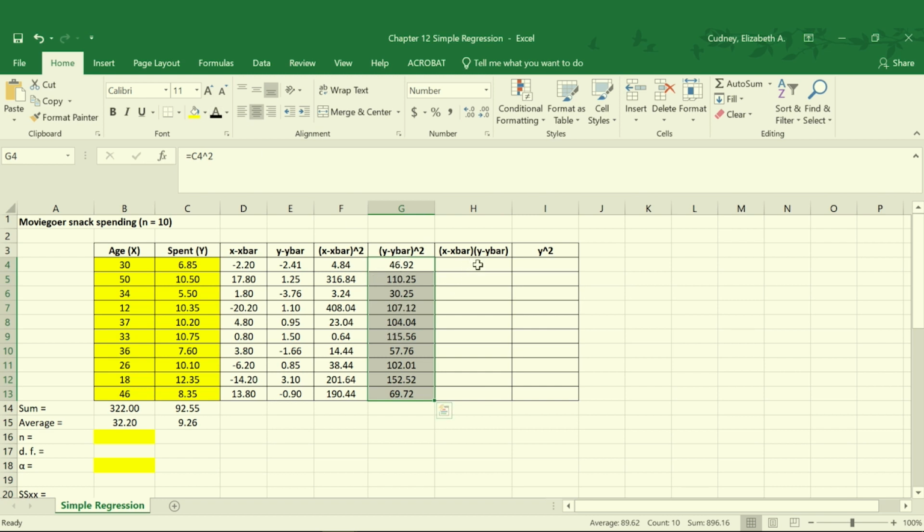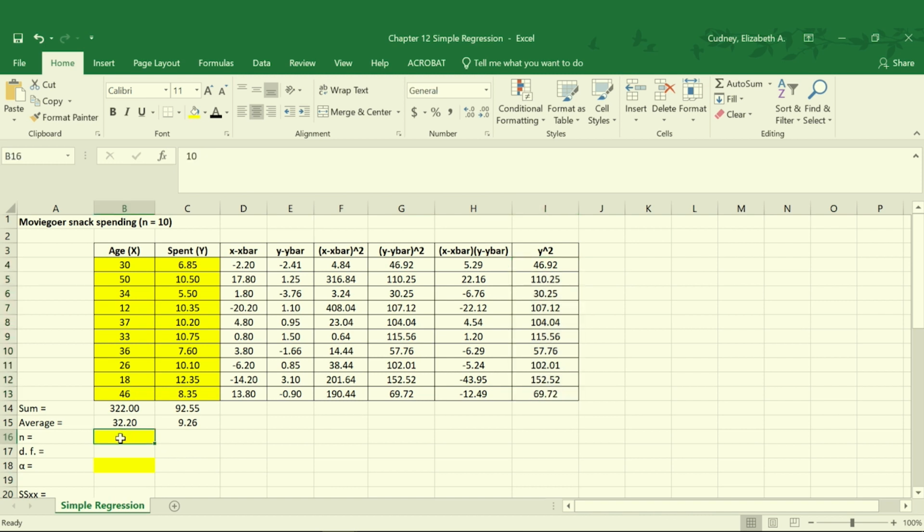The next step of this is taking our x minus x bar and multiplying it times our y minus y bar. So this is, in the first case, D4 times E4. And then we have our values. The last piece that we'll need to do this by hand is taking our y values and squaring them, which is from column C. So when we square those values, we now have them. That gives us the information we need to start creating our regression equation.